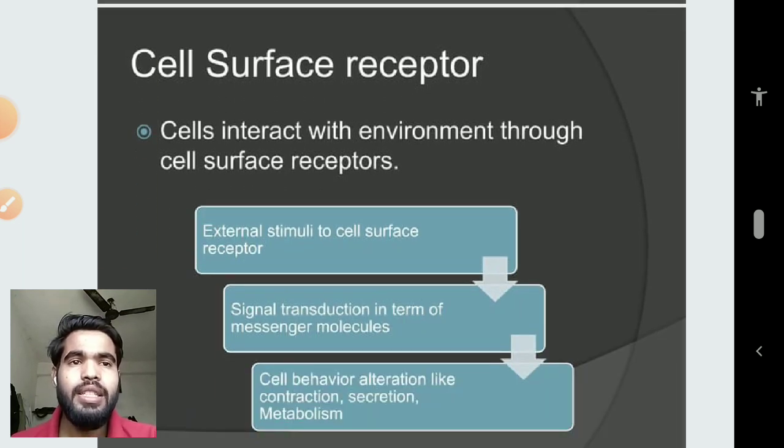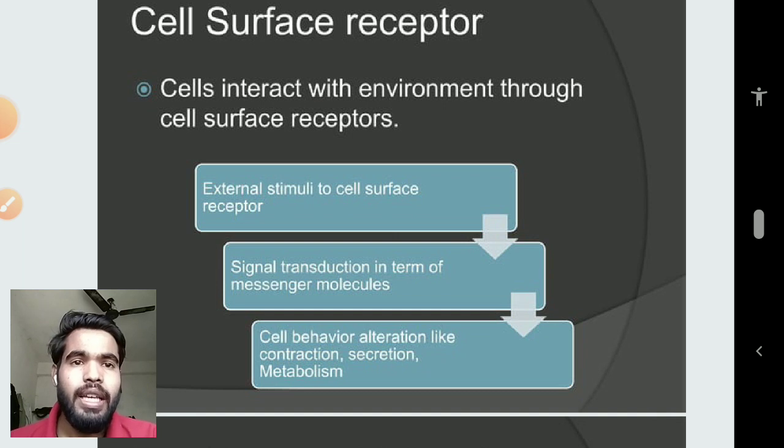Then let's begin the cell surface receptor. Cells interact with the environment through the cell surface receptors. The receptors that are present on the cell membrane are called cell surface receptors. These receptors interact with the outer environment of the cell or the inner environment of the cell. External stimuli reach the cell surface, and signal transduction occurs in terms of messenger molecules, altering cell behavior like contraction, secretion, and metabolism.